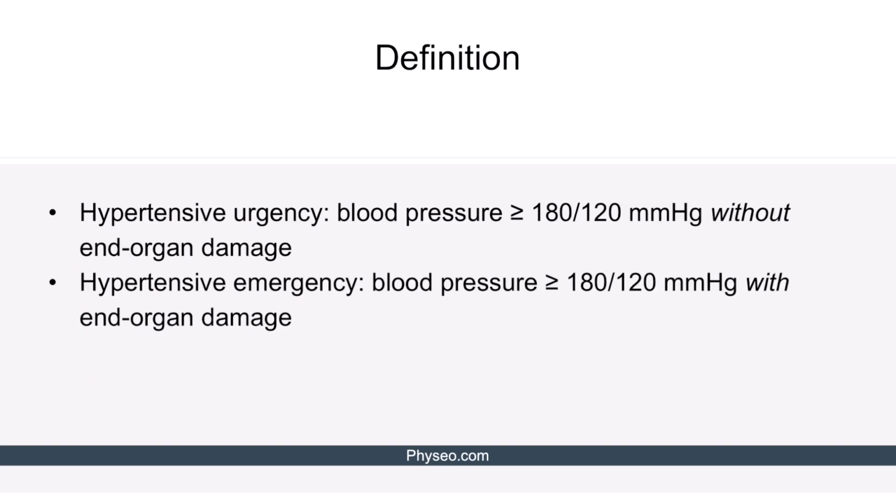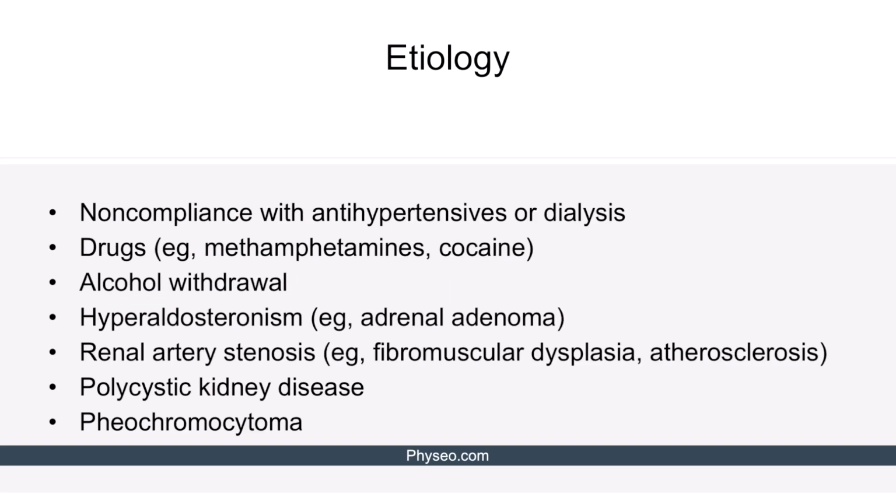In the general population, hypertensive urgency is defined as a blood pressure greater than or equal to 180/120 without any evidence of end organ damage. Hypertensive emergency, on the other hand, is defined as blood pressure greater than or equal to 180/120 with evidence of end organ damage. When it comes to the etiologies of hypertensive crisis, there are many.